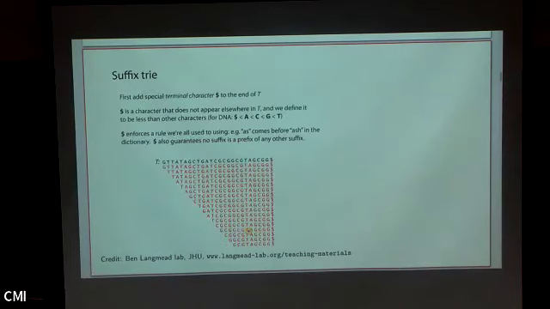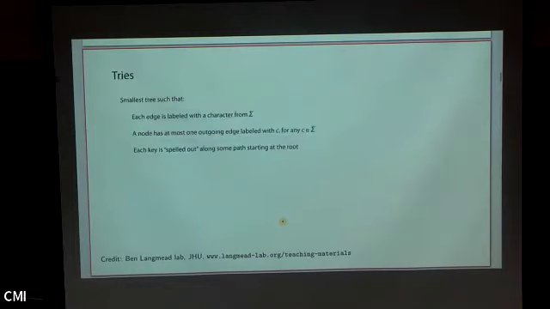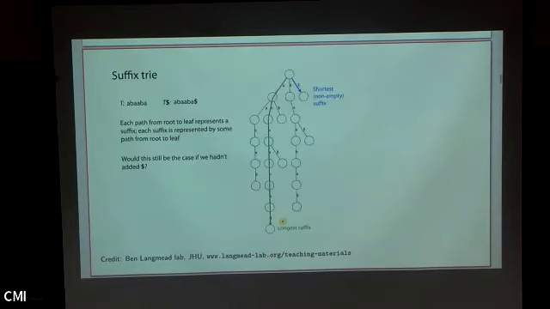So what do I do? I build a trie. The first thing I do is add a special terminal character. The reason is that I want some kind of unique ending. It guarantees that no suffix is a prefix of some other suffix, because this dollar is a unique character that only occurs at the end of the string. It doesn't occur in your alphabet otherwise. That's just a kind of trick you use. And then you can make a trie like that.